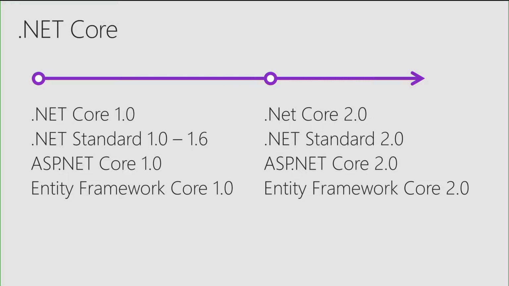A quick roadmap about what's in .NET Core. We've got 1.0, .NET Standard 1.0 through 1.6, and then Entity Framework Core 1.0 as well. Moving forward, just recently we've released .NET Core 2.0. Inclusive of that is .NET Standard 2.0. Most recently, EF Core and .NET Core for ASP.NET as well has also been released.